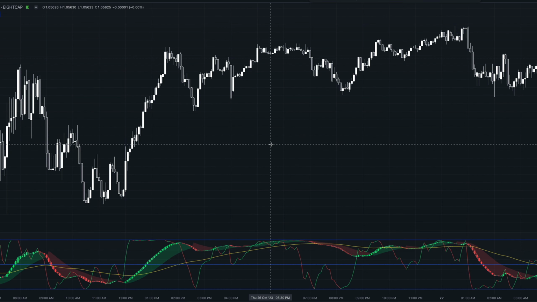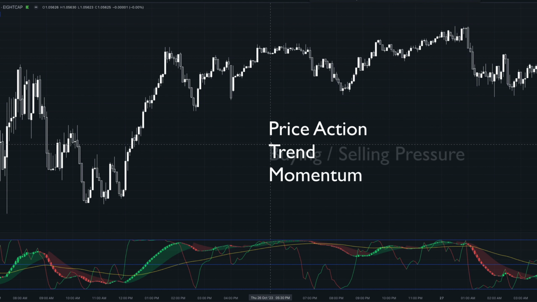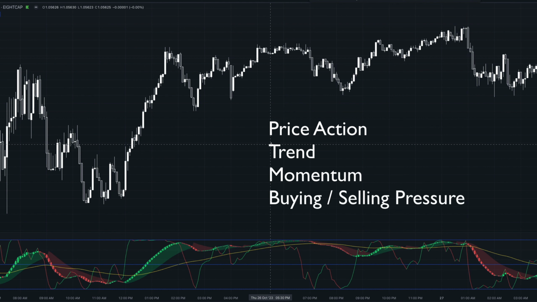Now, if I had to choose just one single indicator to trade off of, the cumulative delta indicator would definitely be it. The reason why is because it shows me everything that I need to know to put on a good trade. It shows me price action, it shows me trend, it shows me momentum, and it shows me buying and selling pressure at any given time.